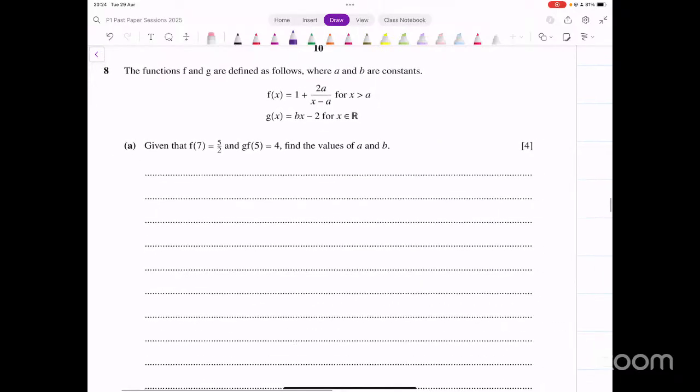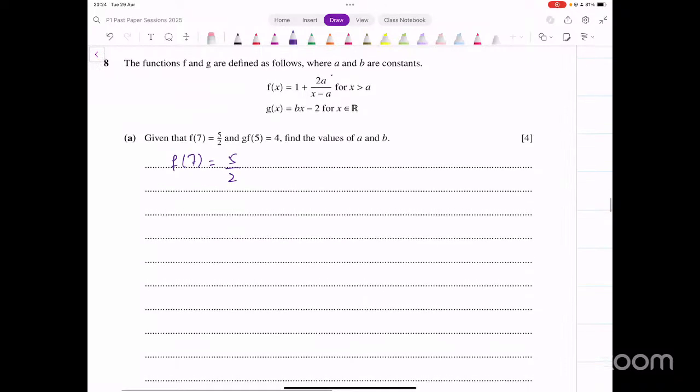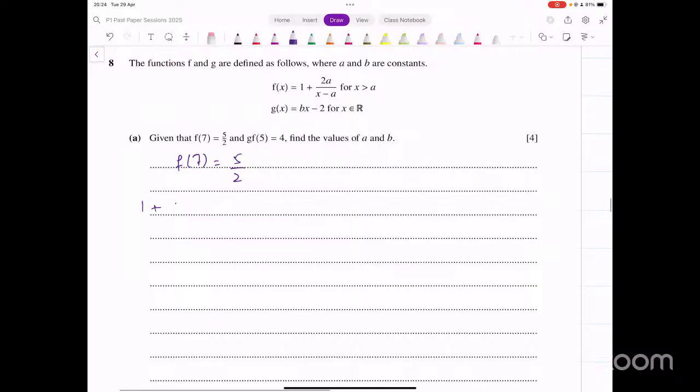Okay, so it says f of 7 equals 5 over 2. What does that mean? Input x equal to 7 in this and equate that to 5 over 2. F of 7, what would that be? 1 plus 2a over 7 minus a. That equals 5 over 2. That's one equation that we get. We can find the value of a from this.